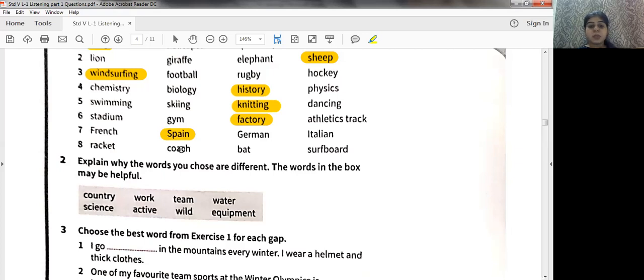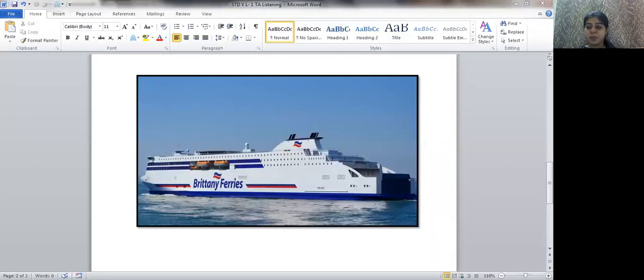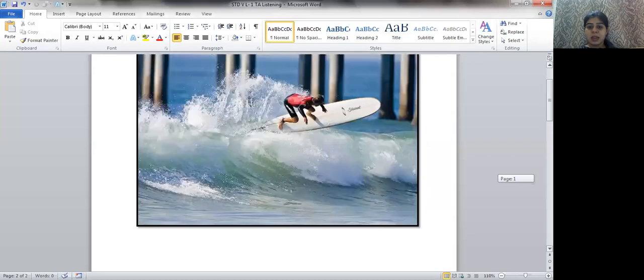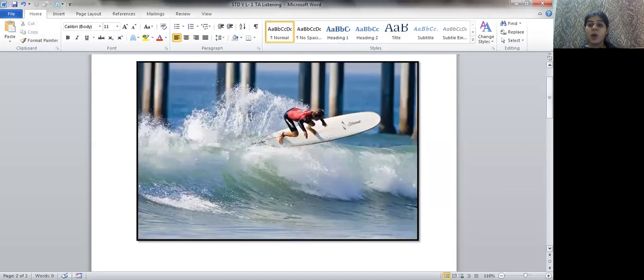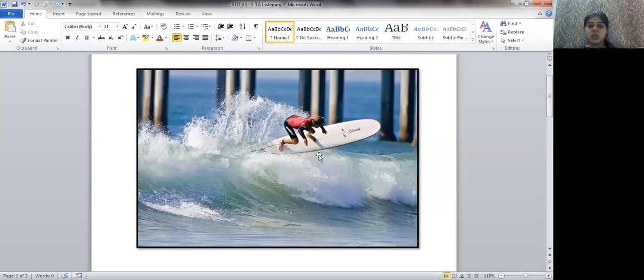And eighth one, racket, coach, bat, surfboard. Before giving you the odd man out, I want to show you the meaning of surfboard. I'll show you the picture so that you all will understand better. Can you see this? It's a water sport. Can you see this white color, students? It's the surfboard upon which this particular sport is being played. Okay, so we'll go back to the question.